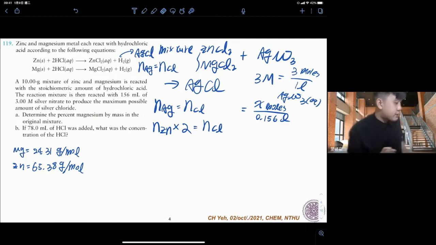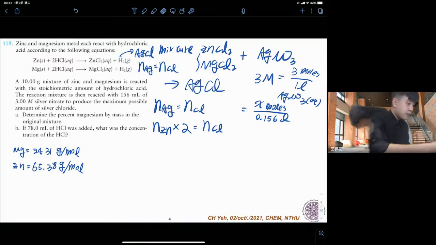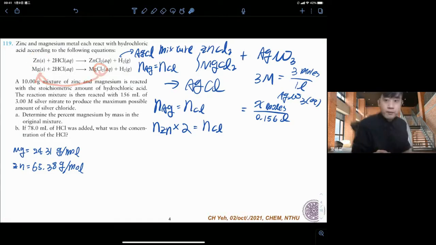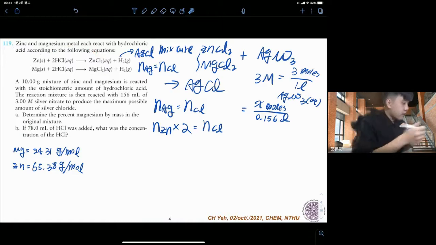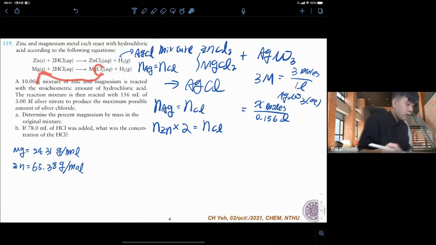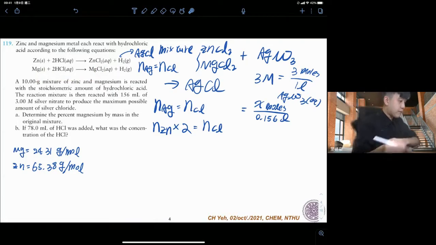If you calculate the chlorine's moles and you divide it by 2, you can get the moles of zinc. And if you divide it by 2, over here, you can get the moles of magnesium. Okay, so what do we do now?